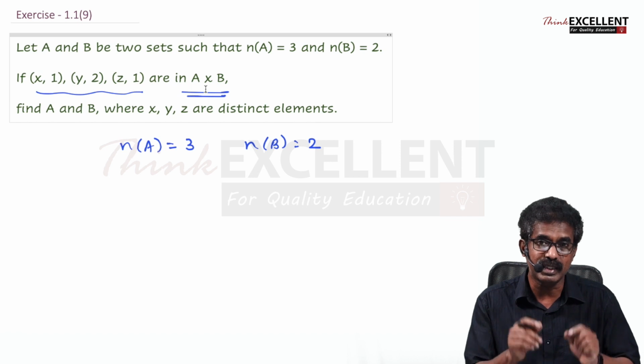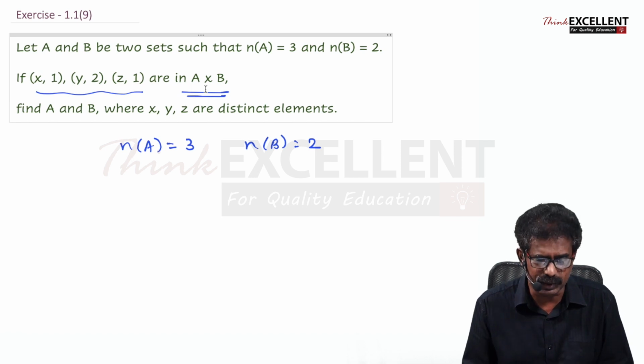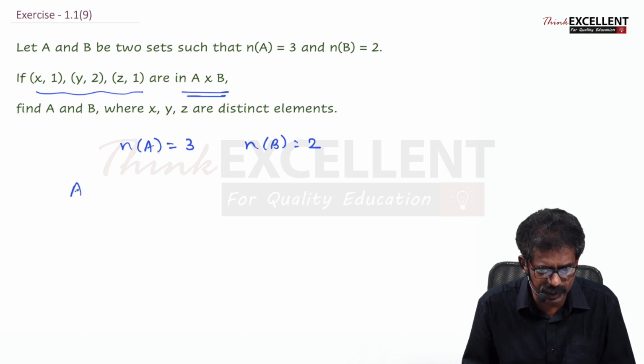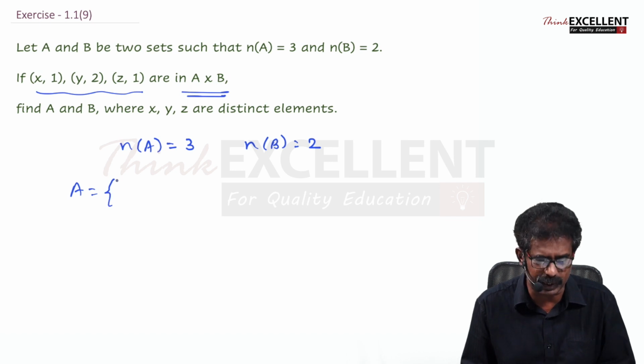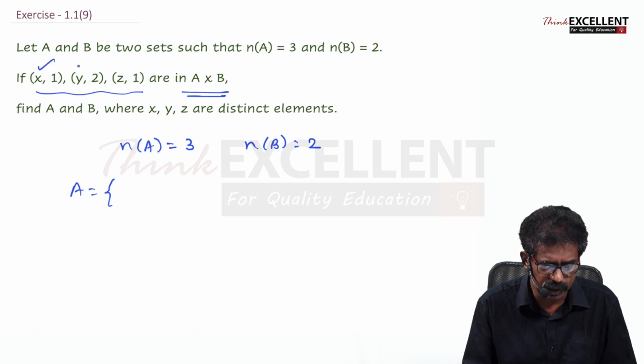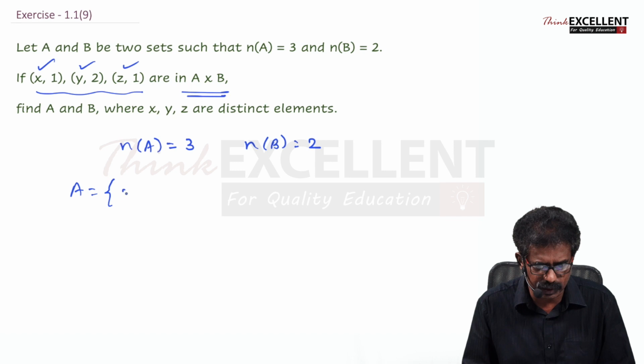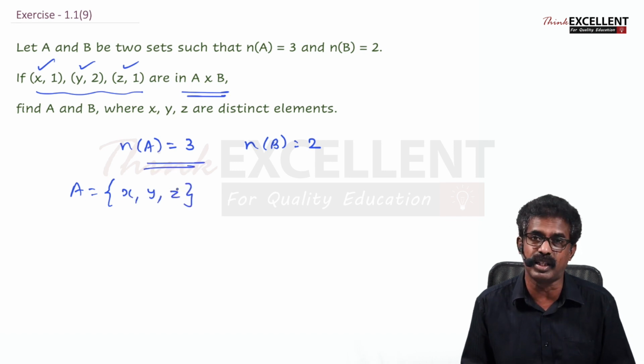So in all the three, the first elements are from A, second elements are from B. So what is A, can you say? You take only the first elements without repetition. What are the first elements? X, Y, Z. So A is X, Y, Z. No more elements because n(A) equals 3. All the 3, got it.